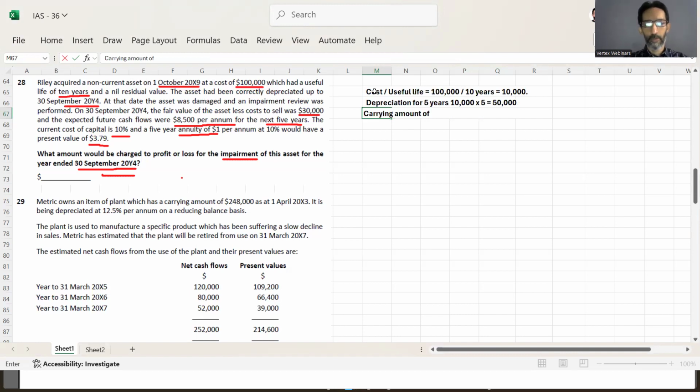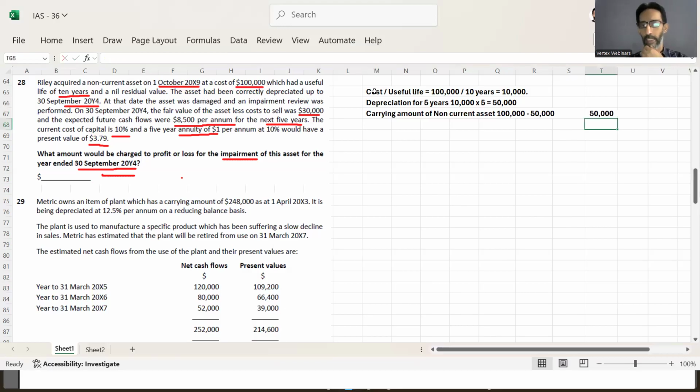That gives us 50,000. We are going to have the carrying amount. The carrying amount of the non-current asset is 100,000 less 50,000, which is equal to 50,000. So we now have one of the values, that is the carrying amount, which is 50,000. And now we're going to have the recoverable amount.